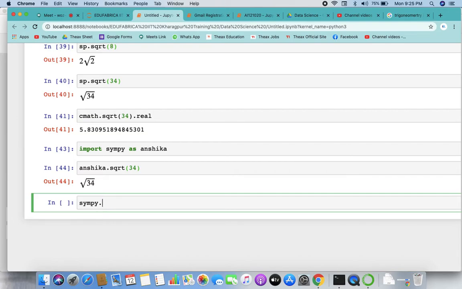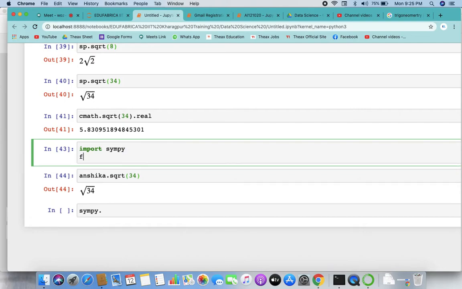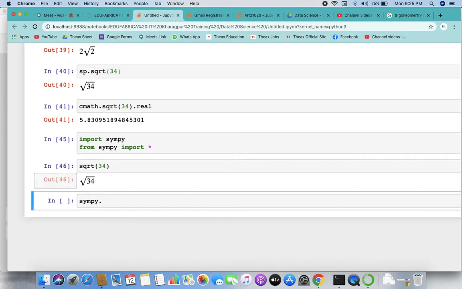But if you are writing import sympy and from sympy import everything, in that case you don't have to write anything. You just write sqrt. That's it. Done. Because I always avoid writing long things, I always use this asterisk, that is, from anything bring everything. That's it. Very clear. So this is the square roots.